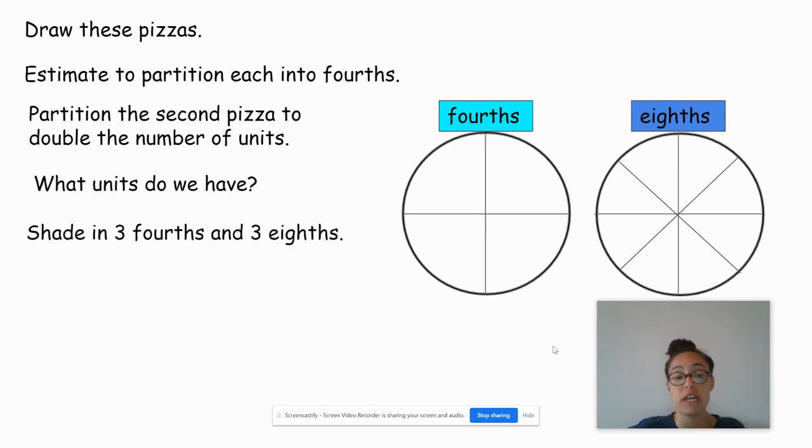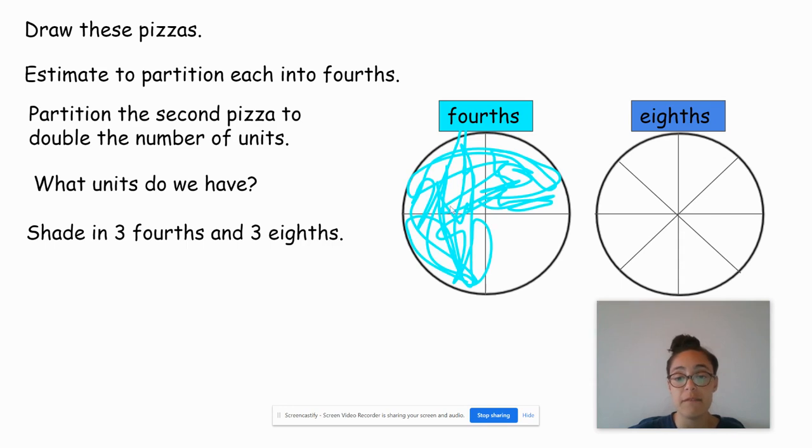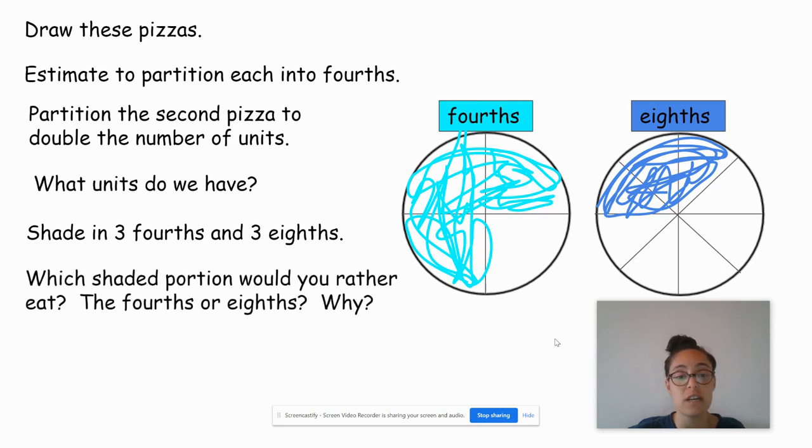So I want you to shade in 3/4 and 3/8. So as I'm doing it, you should be doing this as well. So I have 3/4 over here and 3/8 on my second pizza. So which shaded portion would you rather eat, the 4ths or the 8ths? Take a moment, think. Would you rather eat 4ths or 8ths? And why?